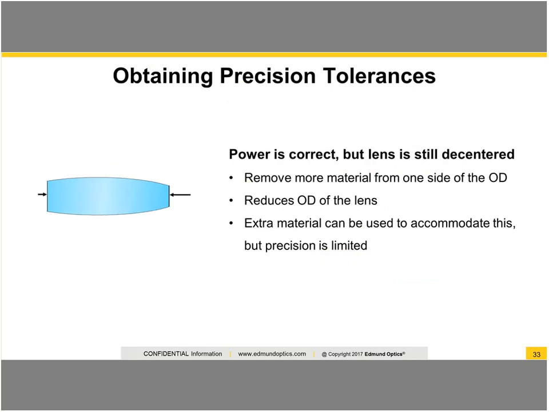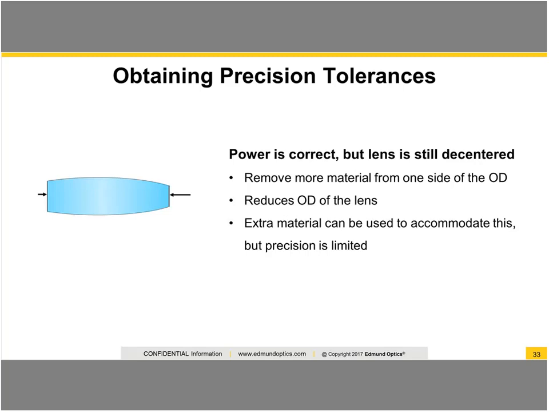The same is true for centration and outer diameter. So we mentioned that the error of centration is a problem with the outer diameter not being at the same center as the surface. So to fix that, you remove more material from one side of the outer diameter than the other. Of course, that reduces the overall outer diameter of the lens, and it also can have small impacts, again, to the center thickness. So that also has limitations in terms of how much you can remove and how precisely you can do that.